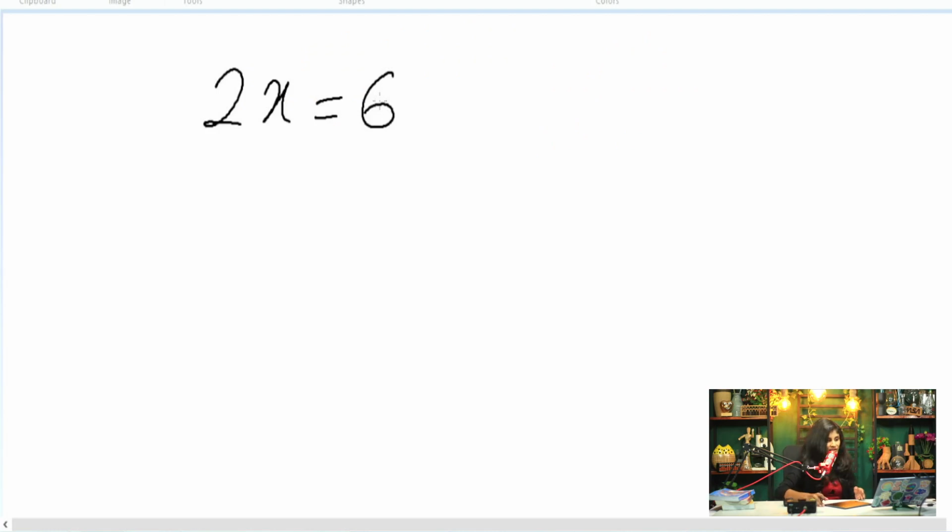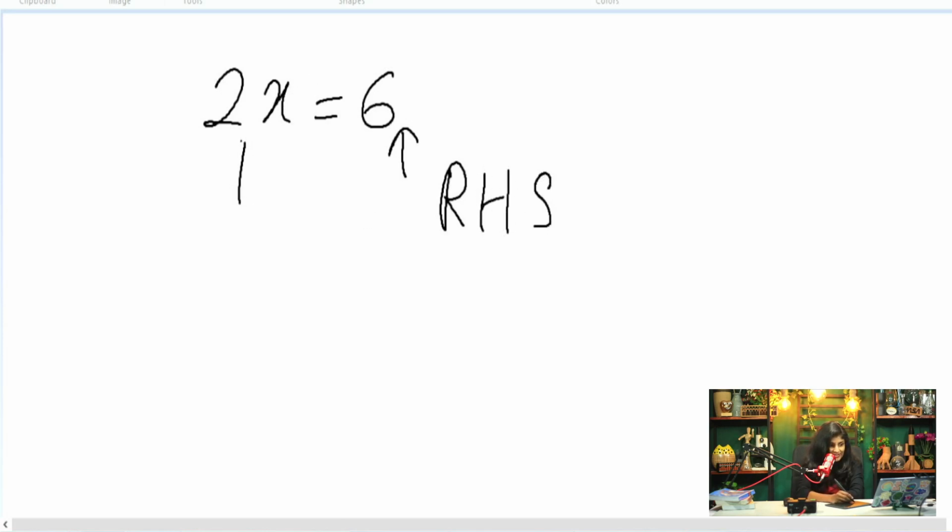My first question is 2x equals 6. Equations always have two sides and an equal mark. The side to the right of the equal mark is known as the right hand side, which I will symbolize as RHS, and the other side is known as the left hand side, LHS. This is the normal way of an equation: an equal mark and two sides, either side of the equal mark.